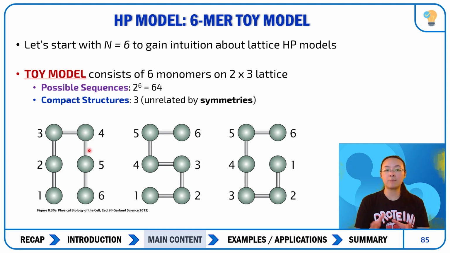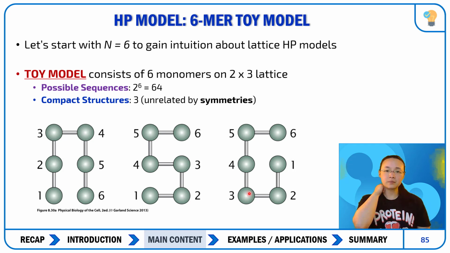But we're using a compact random walk model, so we need to only look at different overall shapes or structures that can be formed. Just by doing the math, we know that if we have 6 monomers with 2 states of possibilities, there are 2 to the 6, or 64, sequences that are possible in total. That's a lot of sequences to analyze, and we don't ever want to do that.